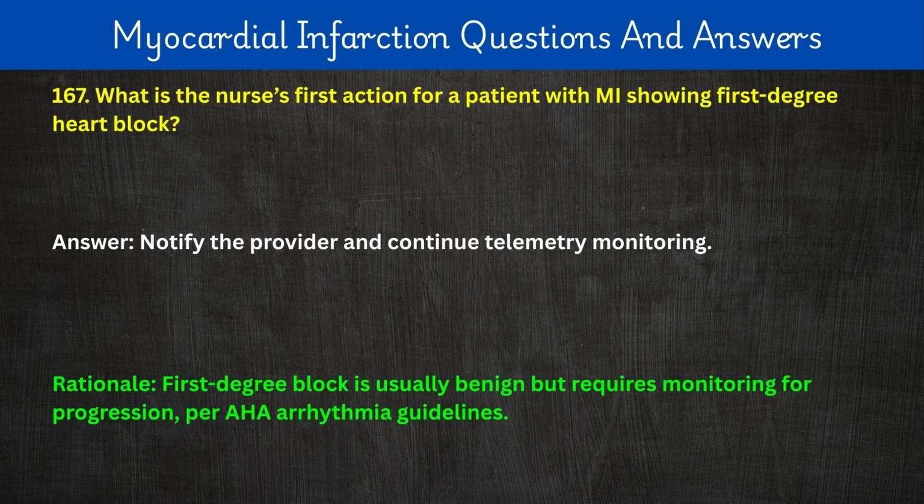167. What is the nurse's first action for a patient with MI showing first-degree heart block? Answer: notify the provider and continue telemetry monitoring. Rationale: first-degree block is usually benign but requires monitoring for progression, per AHA arrhythmia guidelines.